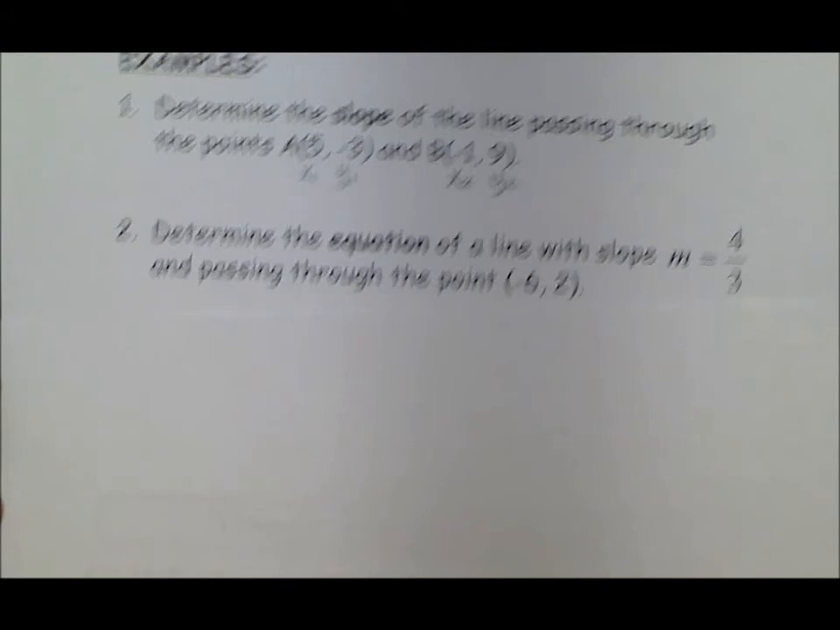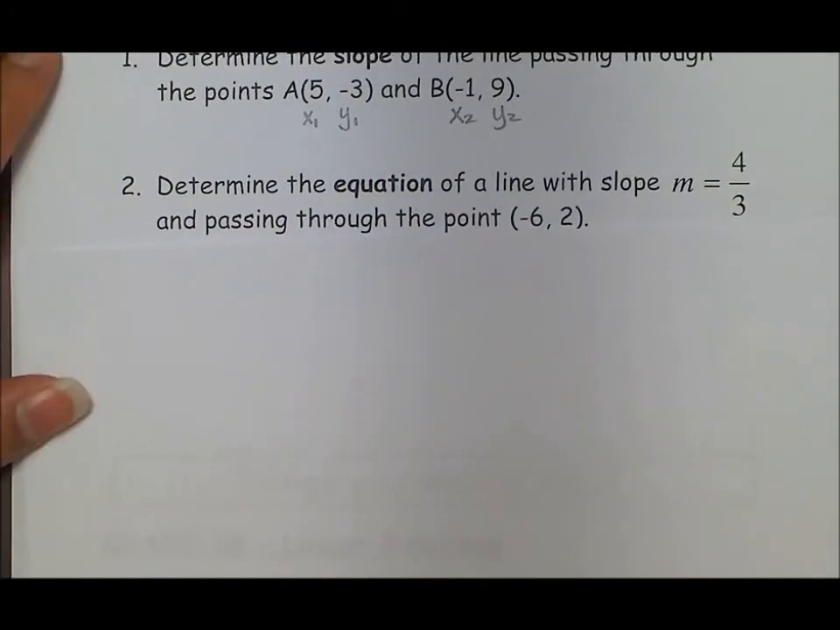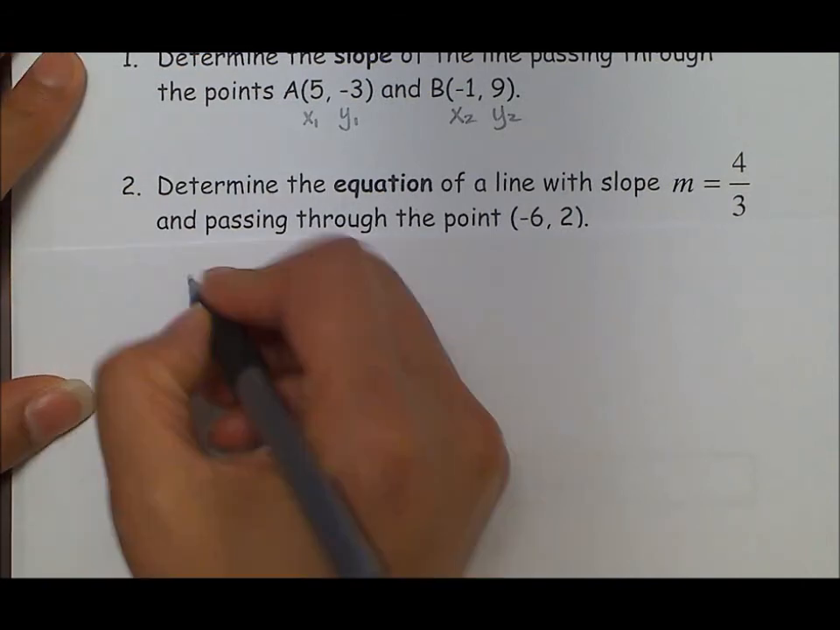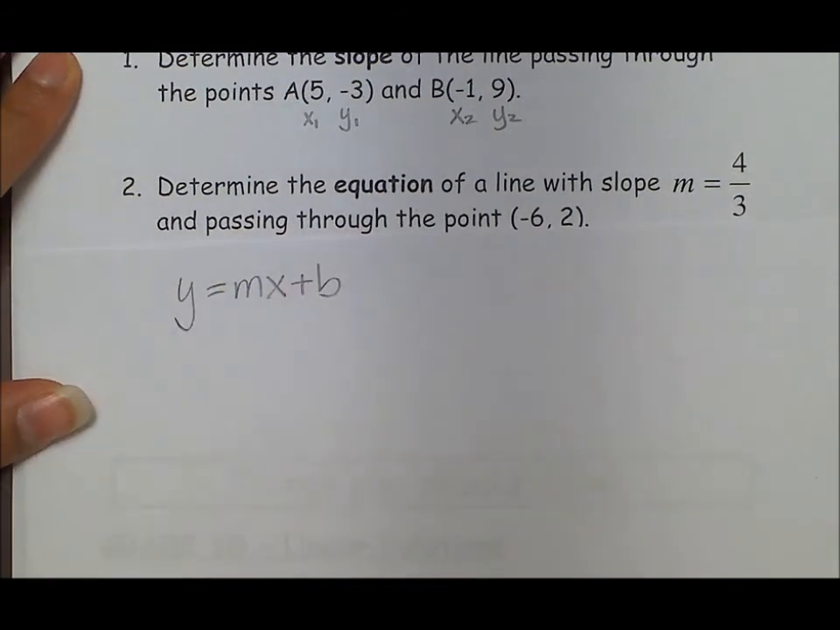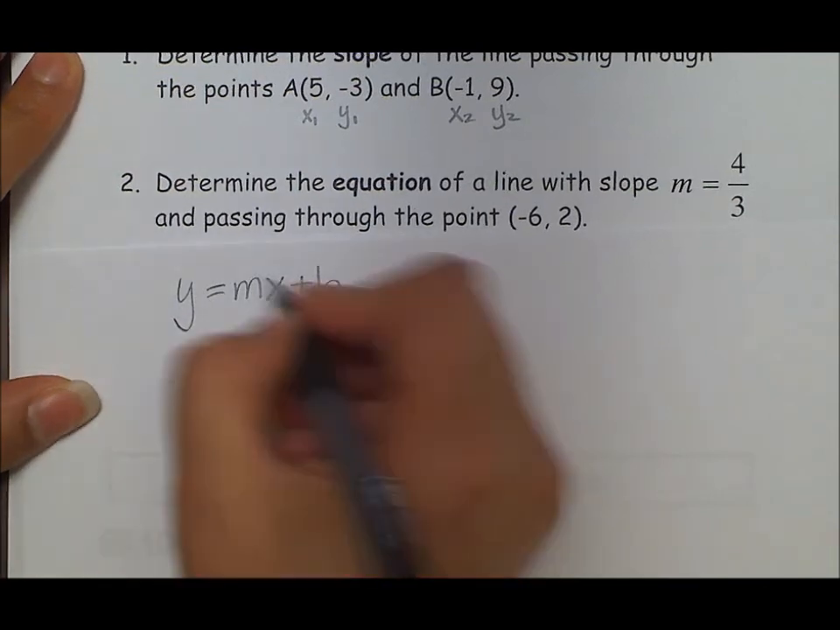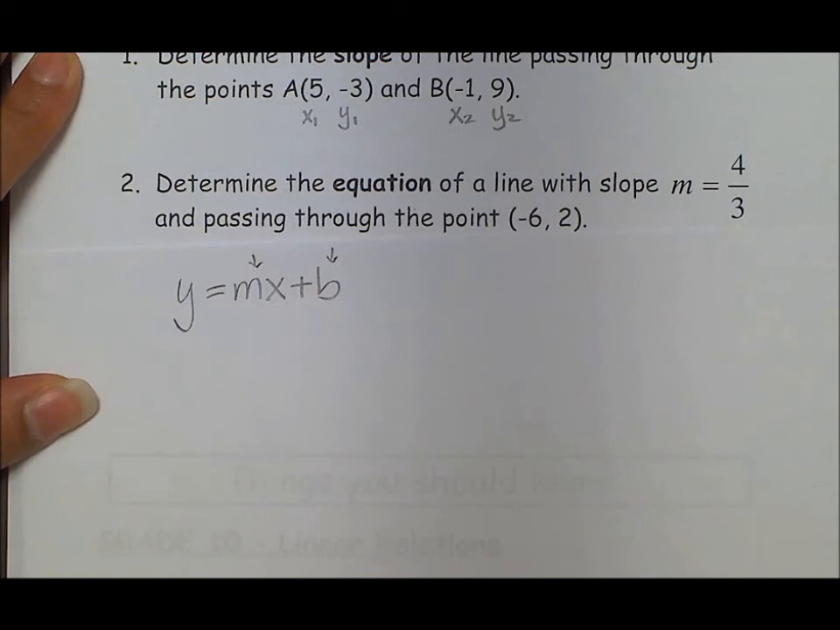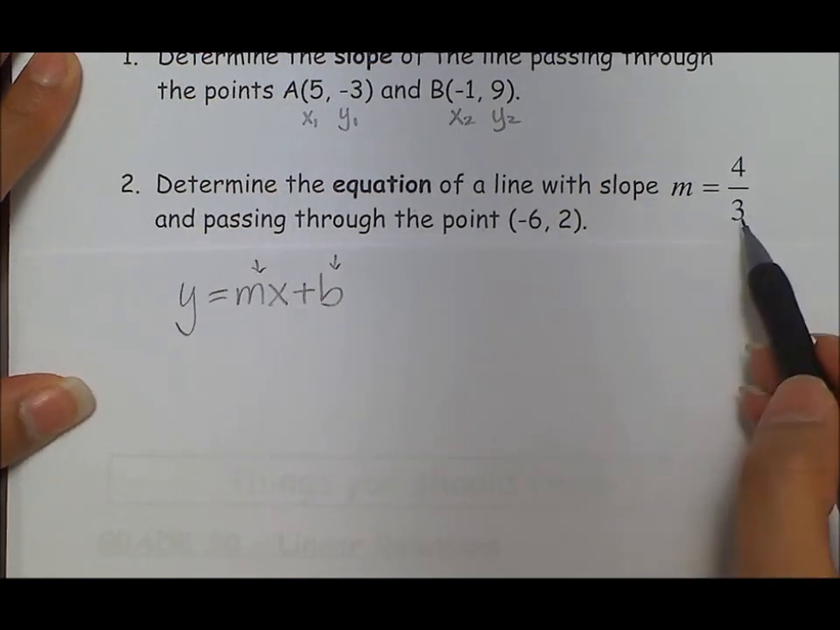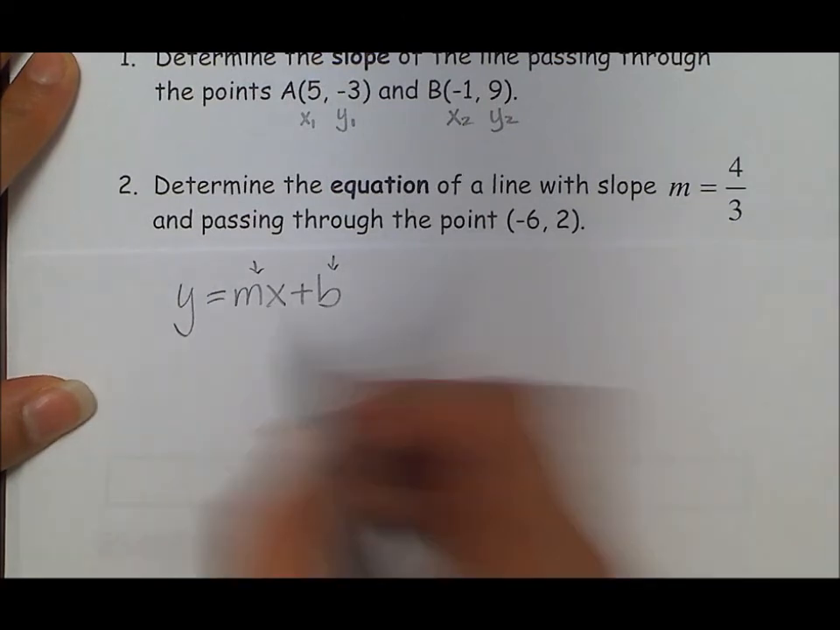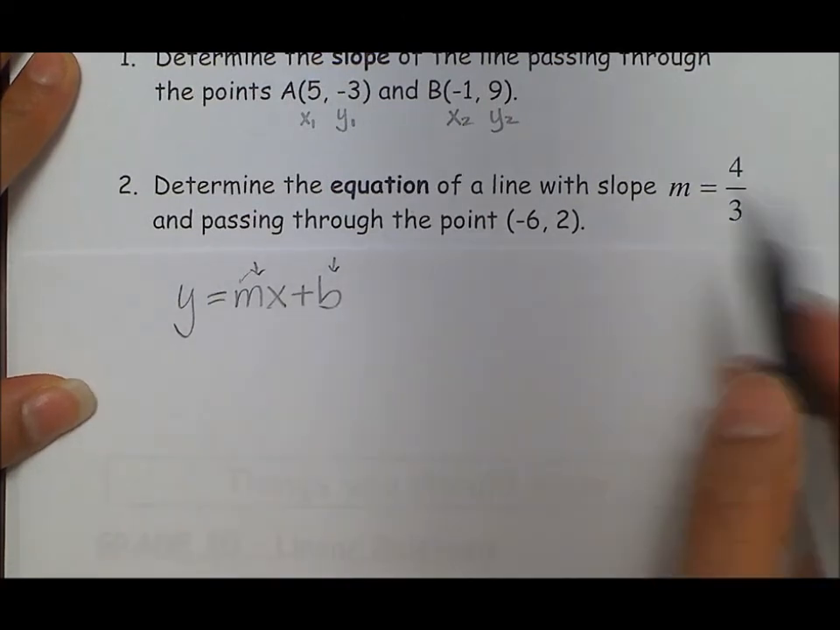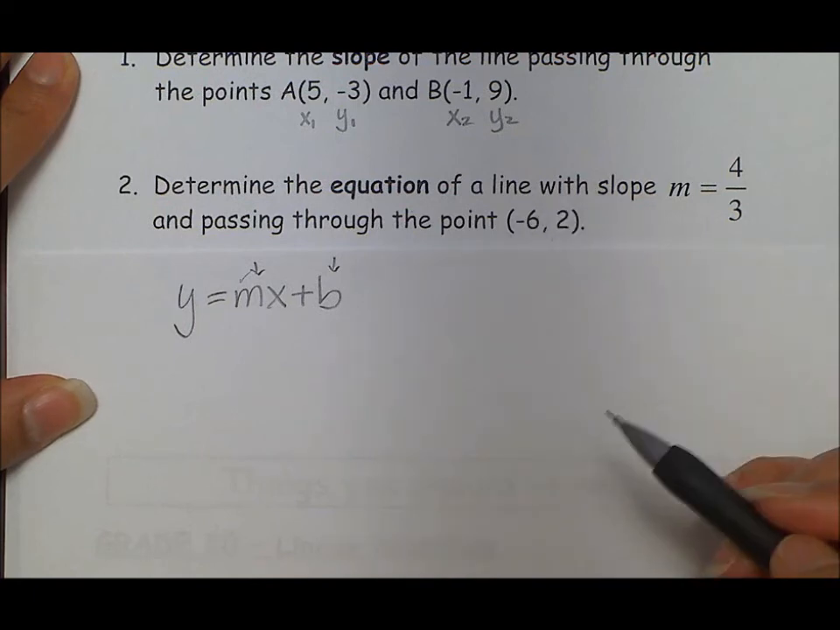We're asked to determine the equation of a line with a slope that's given and passing through a point. Remember that the equation of a line is y equals mx plus b. Two pieces of information are needed: you need to know the slope of the line, and you need to know the y-intercept. In this case, we're already given the slope, and what we need to find is the y-intercept. This point here is probably going to help us find that y-intercept.